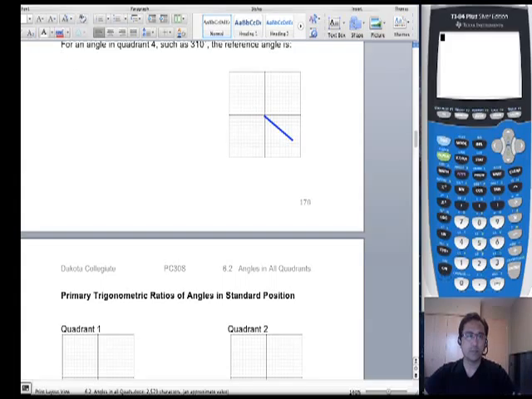So if we sketch it in something like that, and bring it all the way around here, this is 310 degrees. A full circle would be 360. So this is 360 degrees minus 310 degrees, which means that our reference angle is going to be 50 degrees. So that'll just be in here. Okay, so that's how you go around the circle. What about the ratios of this in standard position?